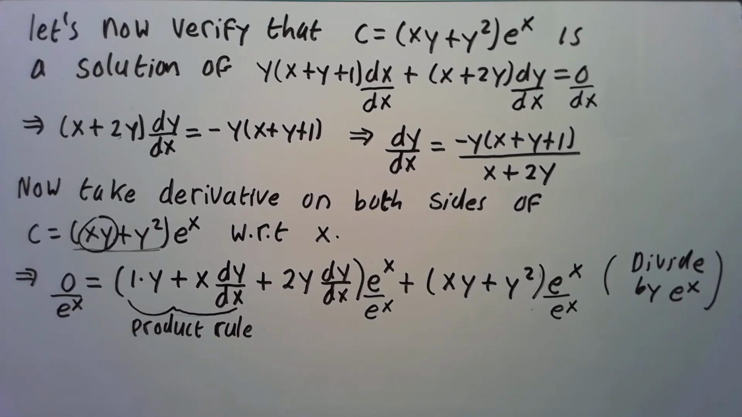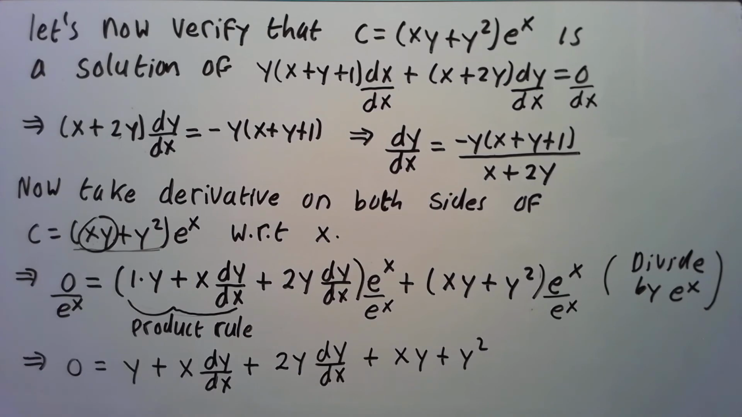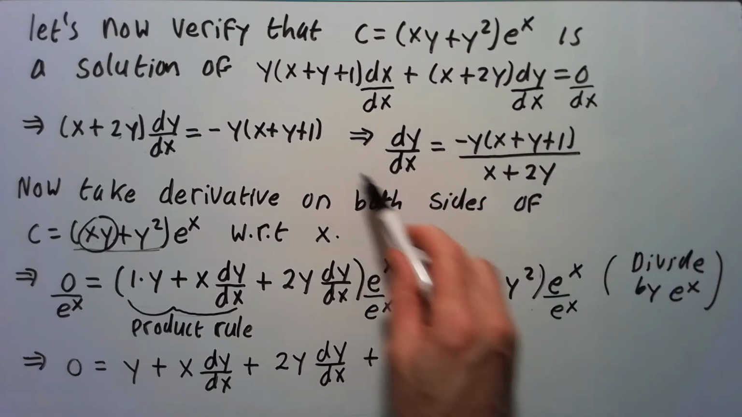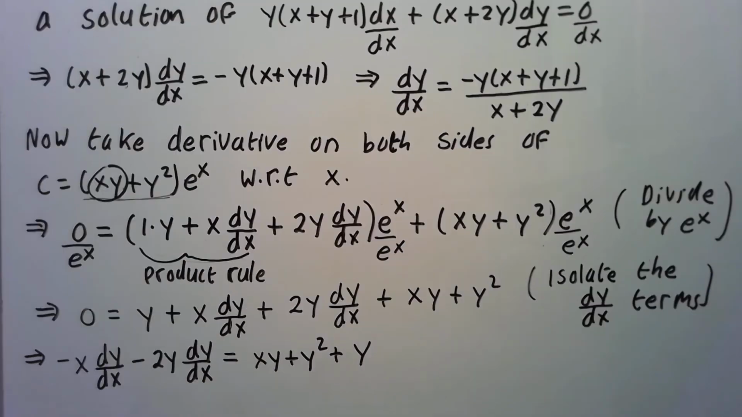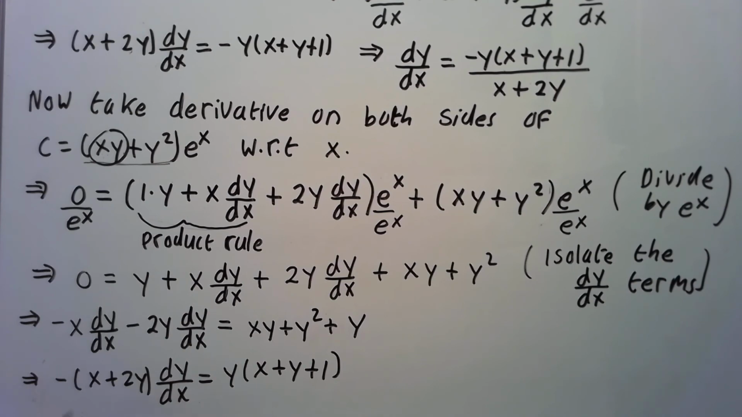So let's keep going. I get this. Now I want to solve for dy dx, and I want to show that it ends up being this. If I can show that, then I'm done with my verification. So let's isolate the dy dx terms. I moved the dy dx terms over to the side, so I got this. Let's factor out the dy dx on this side. So I factored the dy dx out on the right here.